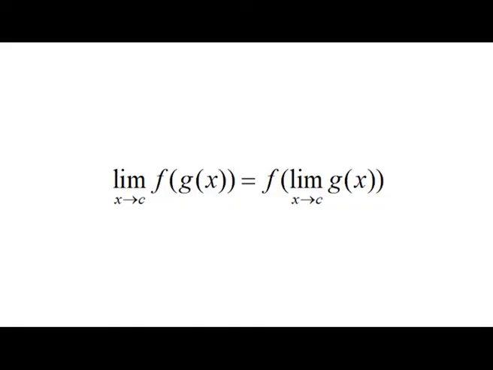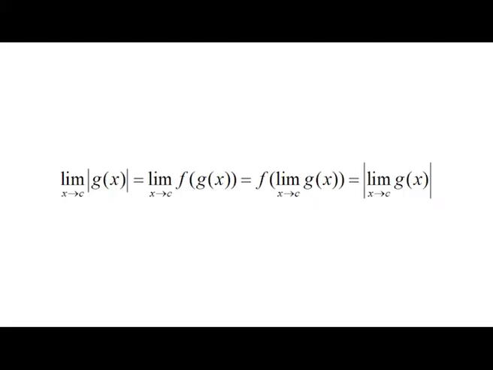Theorem. If limit of g of x as x approaches c is L, and if the function f is continuous at L, then limit of f of g of x as x approaches c is f of L. That is, limit of f of g of x as x approaches c equals f of limit of g of x as x approaches c. This equality remains valid if limit as x approaches c is replaced everywhere by one of limit as x approaches c from the left or limit as x approaches c from the right.